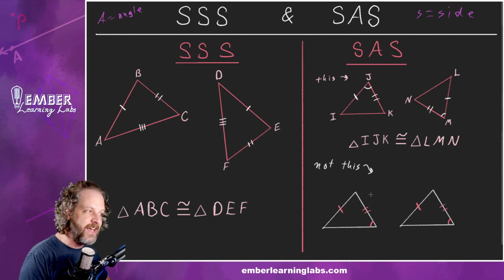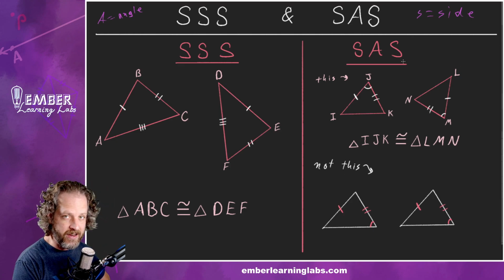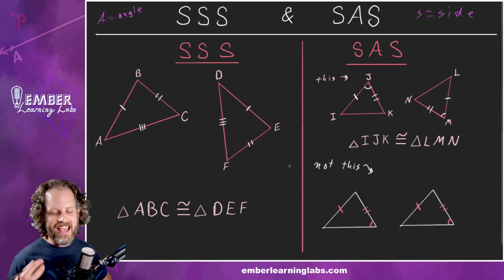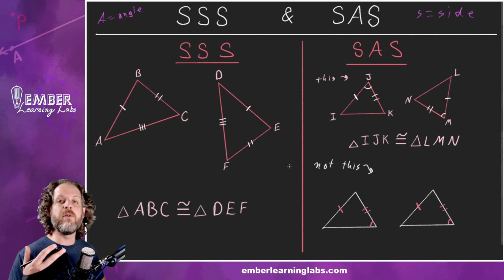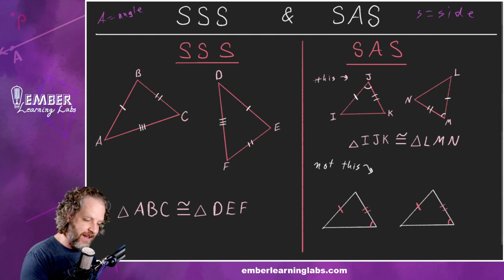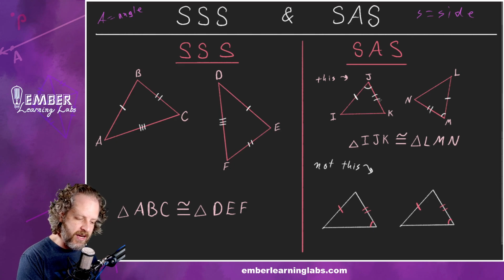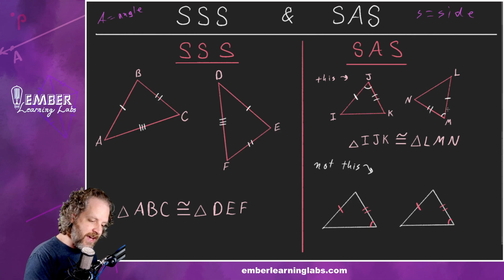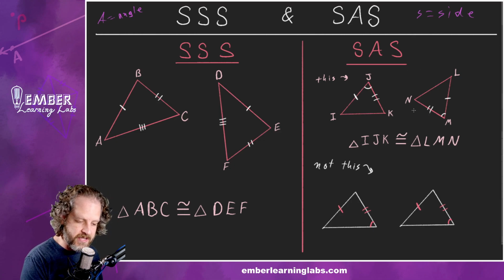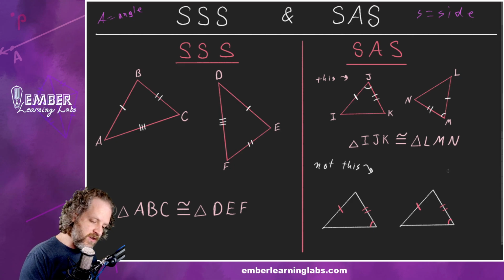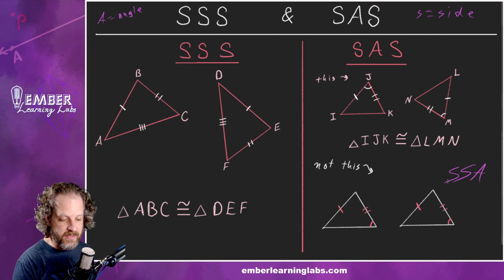Now you notice there's more writing over on the side angle side part of this screen. The reason for that is because the order and positioning matters. It's got to be a side with an angle in between and then another side. So it's side angle side, not this. There is no SSA. I wrote it this way instead of angle side side, because that would be no good.